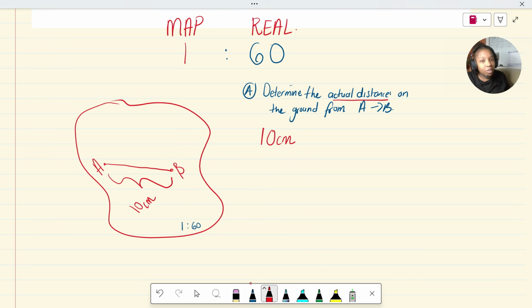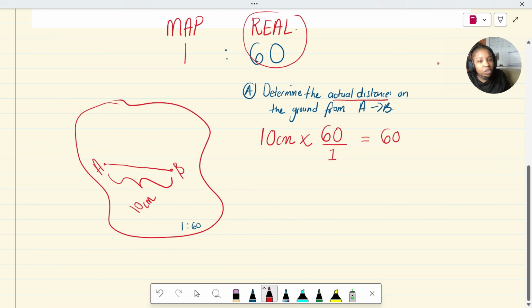At this point we all need to know, you just multiply by what you want. So we want the real distance, so you multiply it by 60, divided by obviously the other value, divided by 1. If you take 10 centimeters multiplied by 60, you get 600 centimeters, because that centimeter hasn't cancelled out with anything, meaning the actual distance on the ground from point A to point B is equal to 600 centimeters.